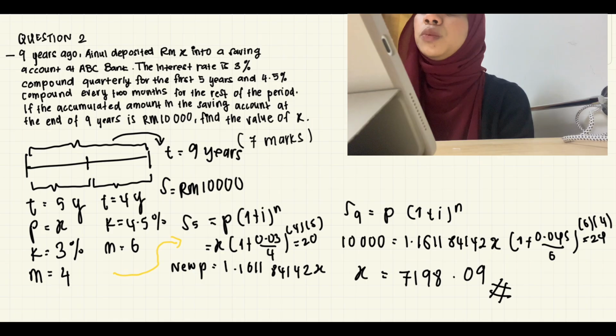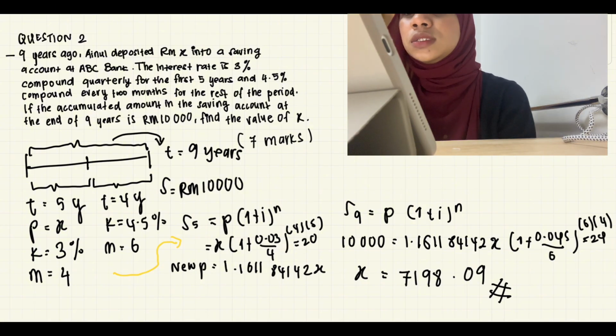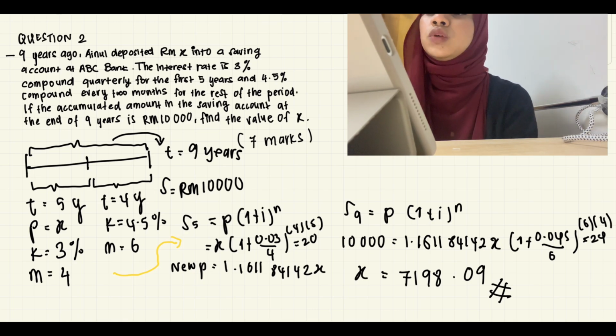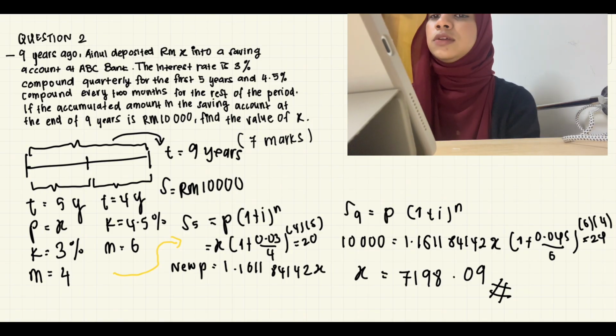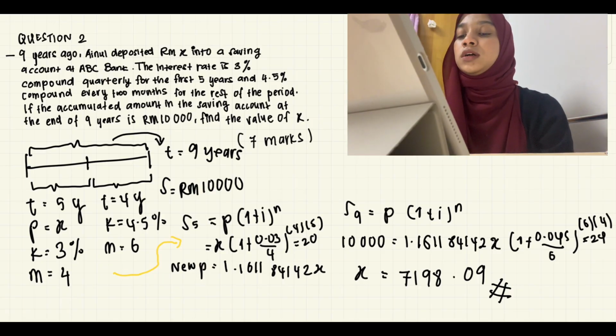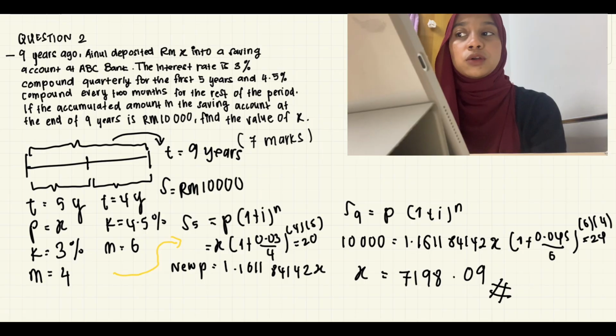Next we calculate the rest of the period, which is the 4 years. So we put the formula S9 equal to P bracket 1 plus i bracket n. We put the amount 10,000 equal to 1.161184142X bracket 1 plus 0.045 over 6 bracket 24. 24 because we multiply the m and t, the compounding and the years. So we got the answer for RMX equal to 7198.09. So that's the answer for question 2.